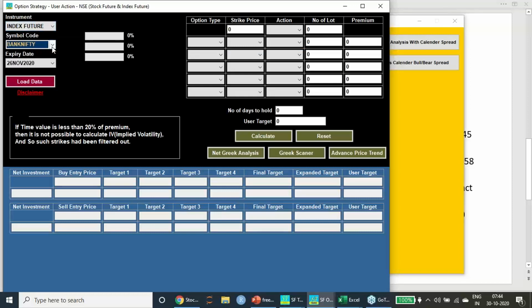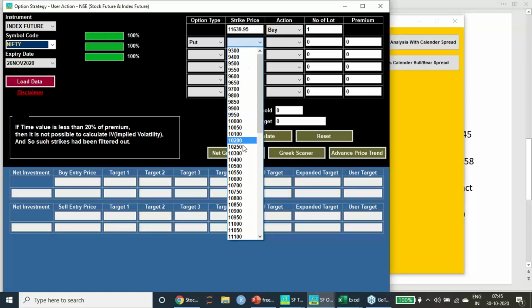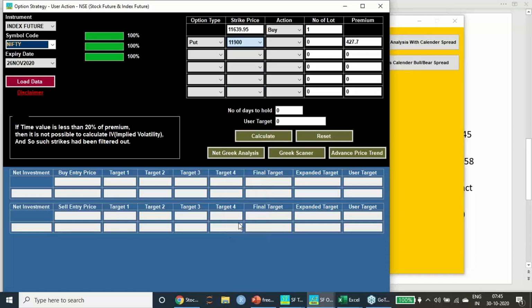So I am just demonstrating with our option strategy software. Here I am loading the November data. I will simulate something so that some strategies I can simulate. Say I am buying a future along with that, so that I can get those monthly simulation data. Here I will simulate it with the 11,900 put. Suppose I am buying one lot. Say I am holding for 5 days, and calculate this.